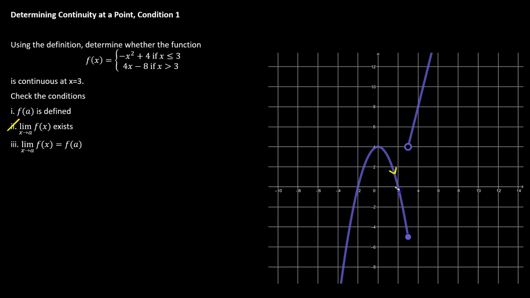If we were coming from the left, it looks like our limit is approaching negative 5, I think is what we said. Yeah. And then if we were coming from the right, it looks like we're approaching positive 4. So we have a huge gap here. The two-sided limit, therefore, cannot exist. This function is not continuous at x equals 3.